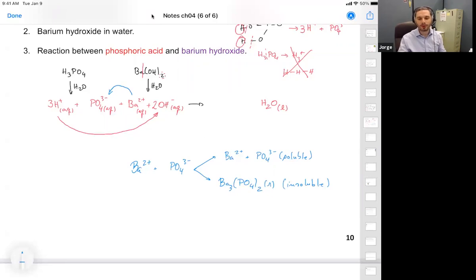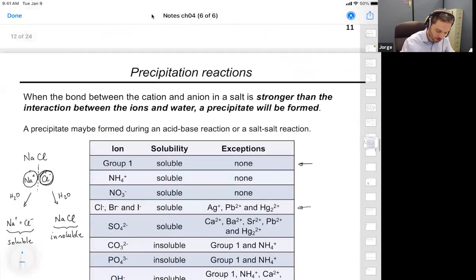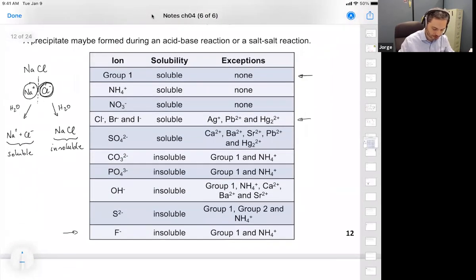How do I know if it's soluble or insoluble? We are going to use the solubility table. And again, we just need the cation or the anion. That's going to be enough to determine the solubility. So let's go all the way down to the solubility table.